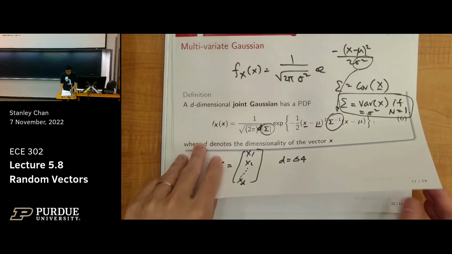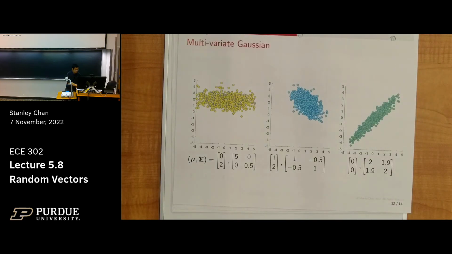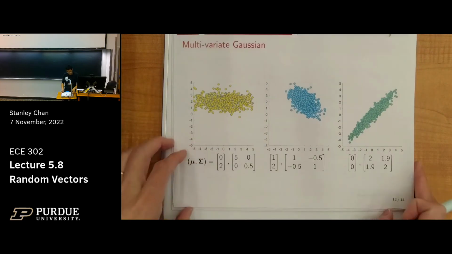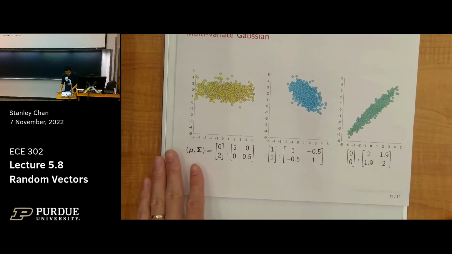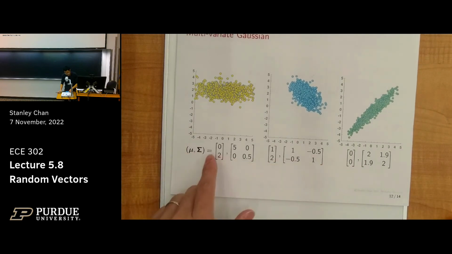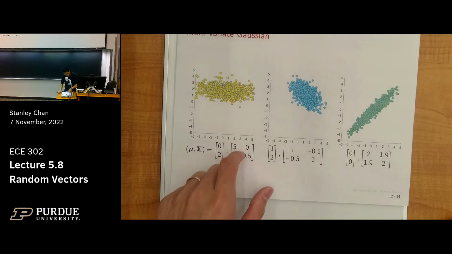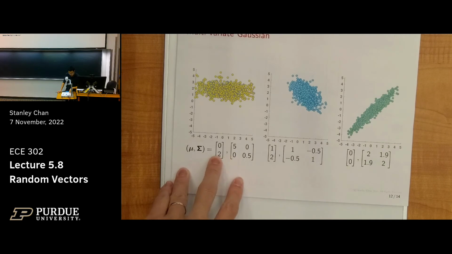Now, what does the shape look like? The shape of a Gaussian looks like this. Here are the three choices of your mean and your covariance matrix. Okay? Mean and covariance matrix. Let's look at them one by one, okay, to get some ideas. This is a two-dimensional case. You have a mean of 0, 2.